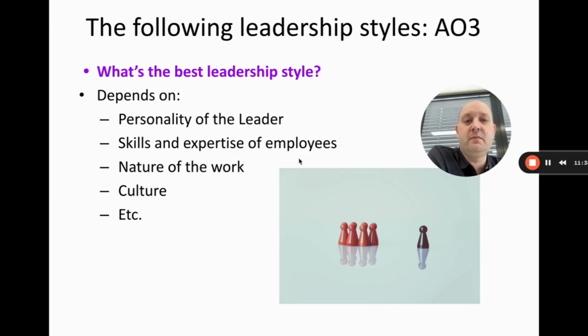Skills and expertise of employees, like we said, if employees are less skilled, then maybe autocratic is slightly better. If employees are self-directed, motivated, and skilled, then laissez-faire could work well. The nature of the work is going to have an impact. The culture of the company, culture of the country is going to impact it, etc., etc., etc.